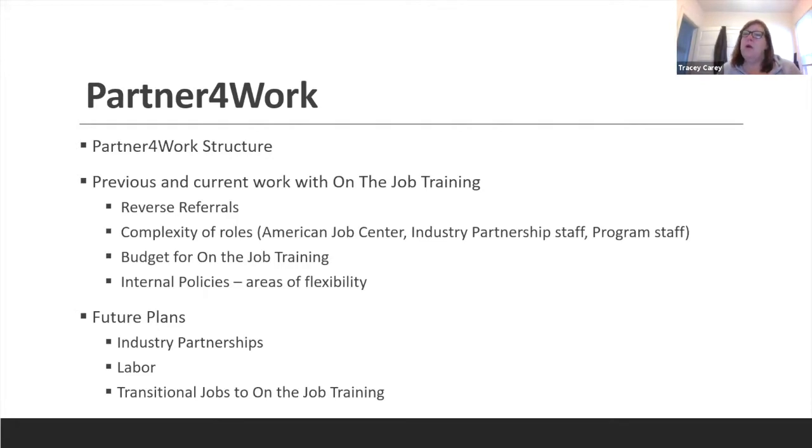But Jack, you also then brought your extensive experience with industry partnerships and some of the tenets of industry partnership that were critical to making some of those changes happen. And you guys are now moving all of that planning time forward. So talk a little bit about how OJT fits into that and where you guys are headed with it.